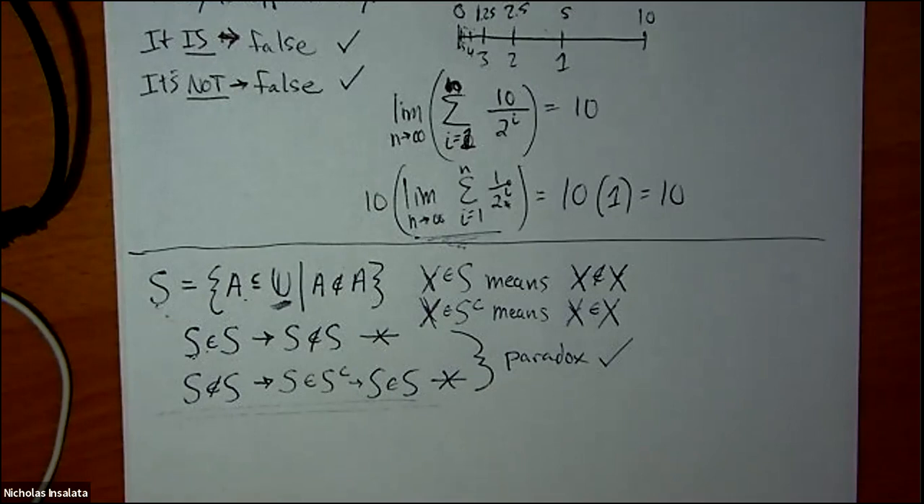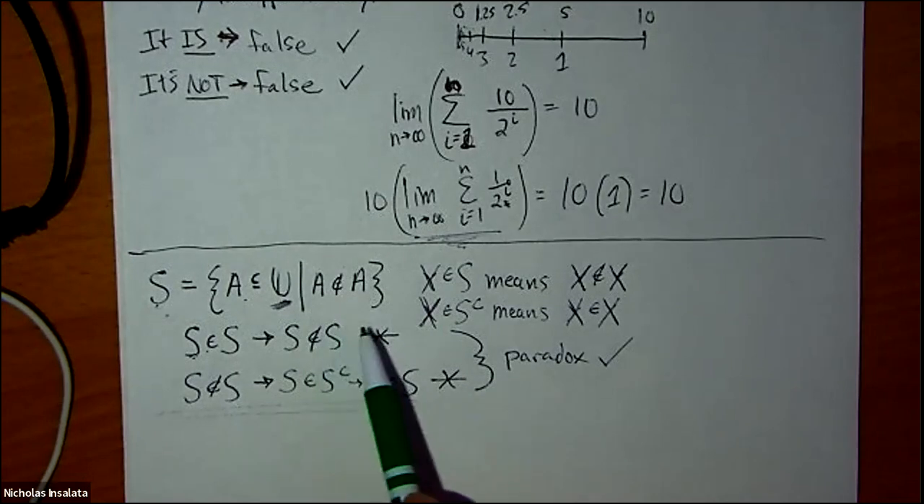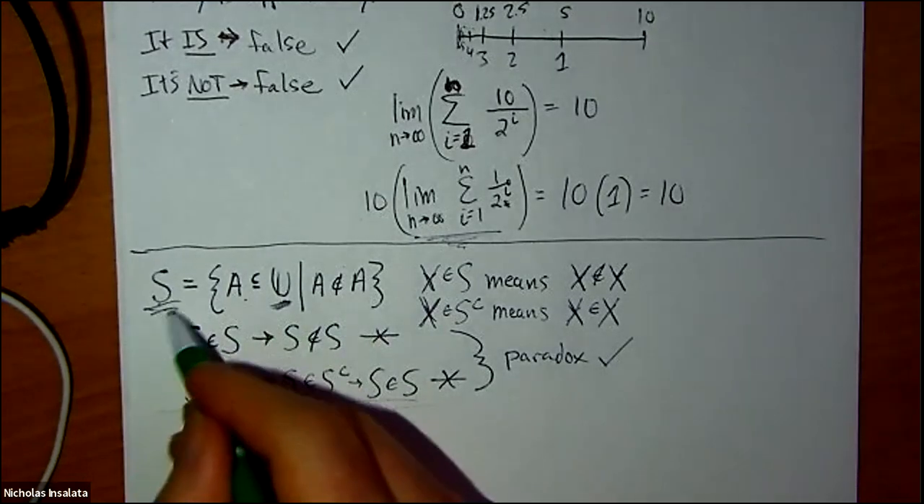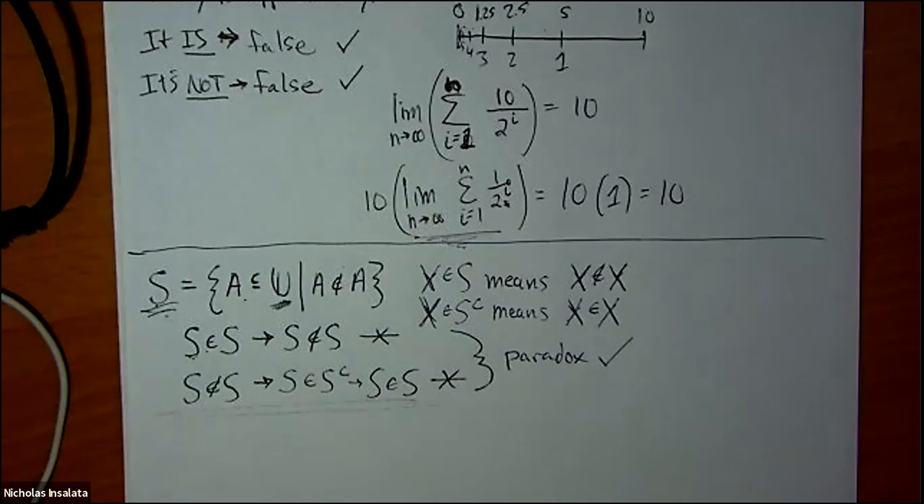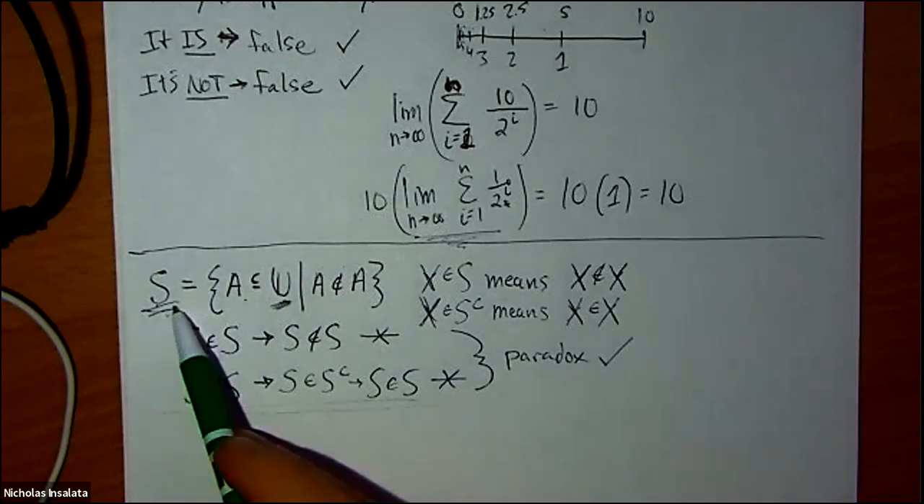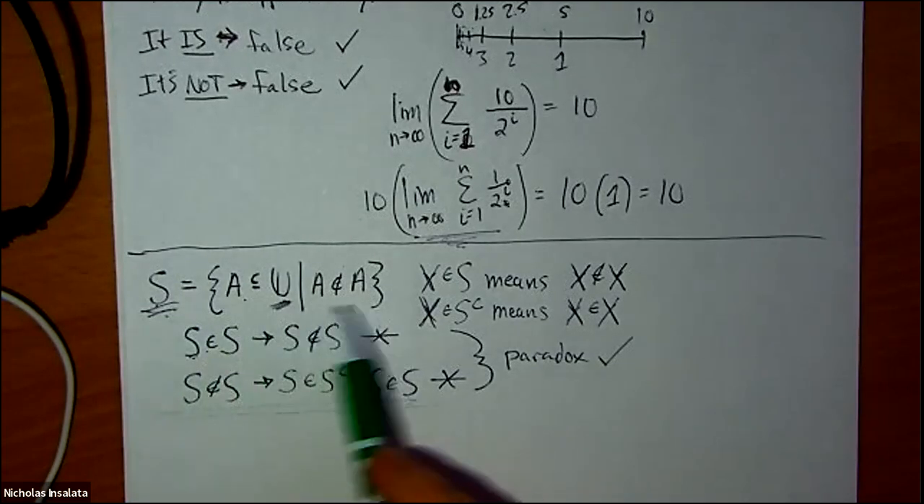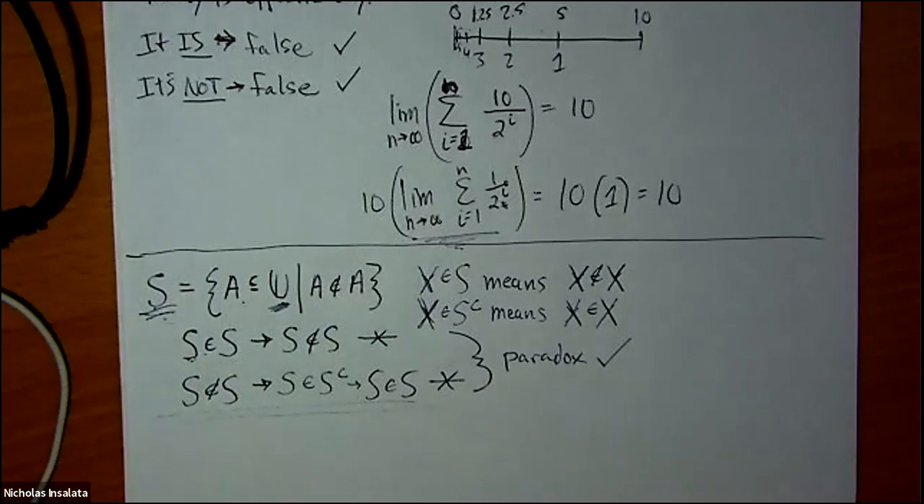That's true. And the problem here, at least the way that Russell saw it, is not with the paradox. The problem is with S in the first place. Russell's idea was there can't be such a thing as a set like S. And that's not a bad idea, okay? Let me show you why. What is S? S is the set of all things in the universe that don't contain themselves, right?